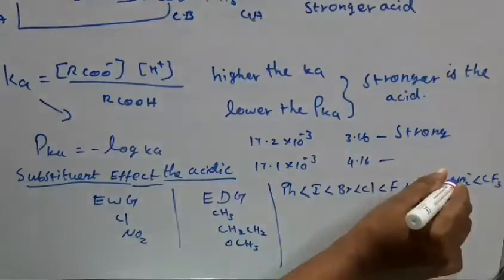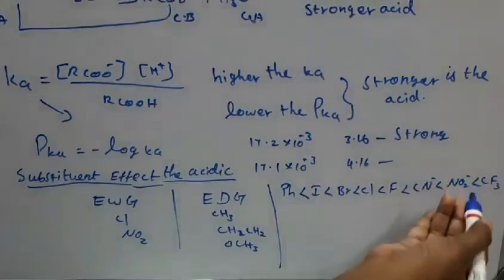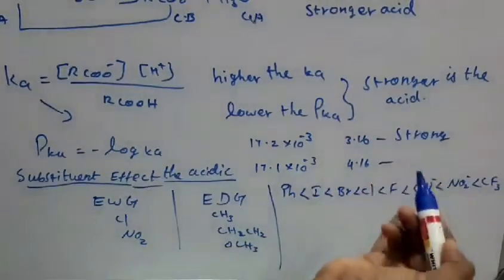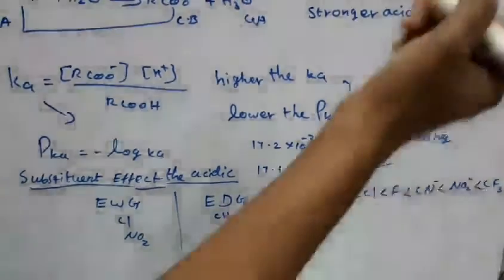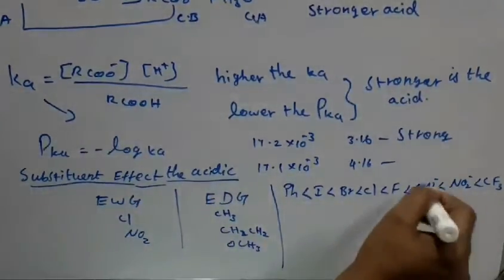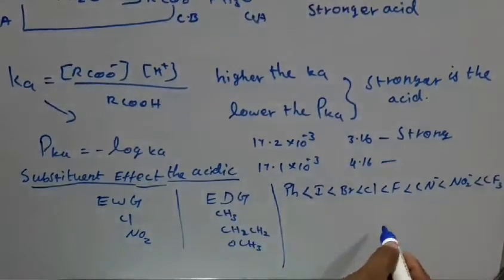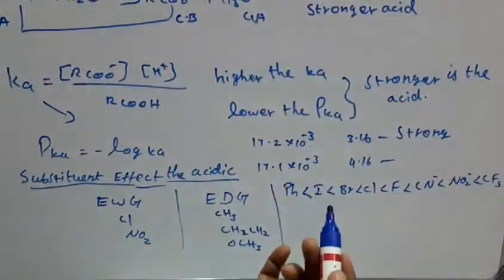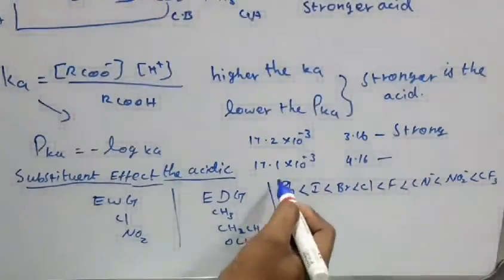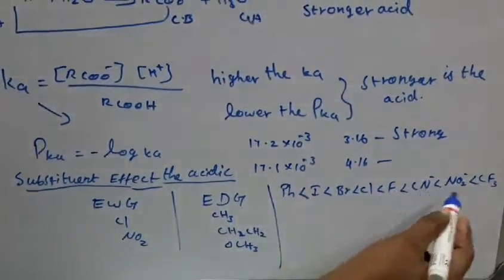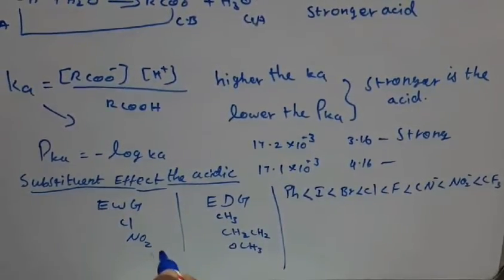This is the order. If the NO2 group is present in an alkyl or aryl group, it increases the acidic character, because NO2 is a kind of electron withdrawing group. Electron withdrawing group increases the acidic character. If the CN group is present on the aryl ring with COOH, the CN also increases the acidic character. Fluorine also increases the acidic character. So this is the order of the substituents present in alkyl or aryl group. Right, so let me take some examples.